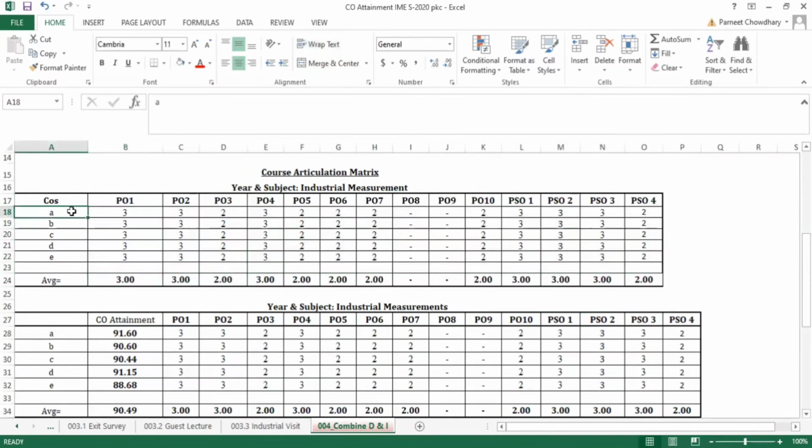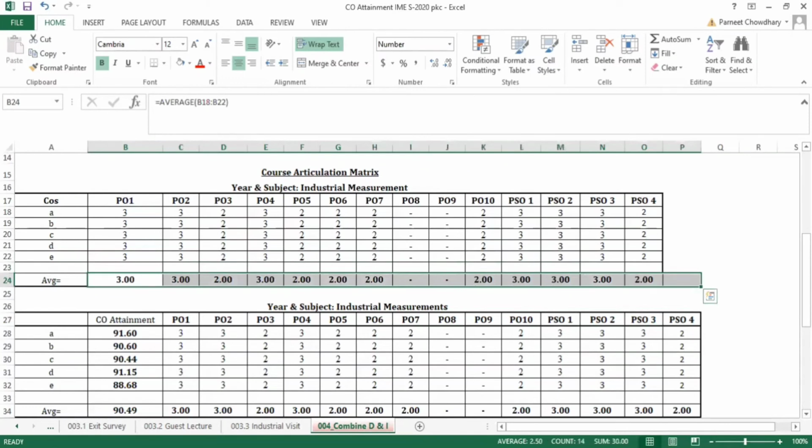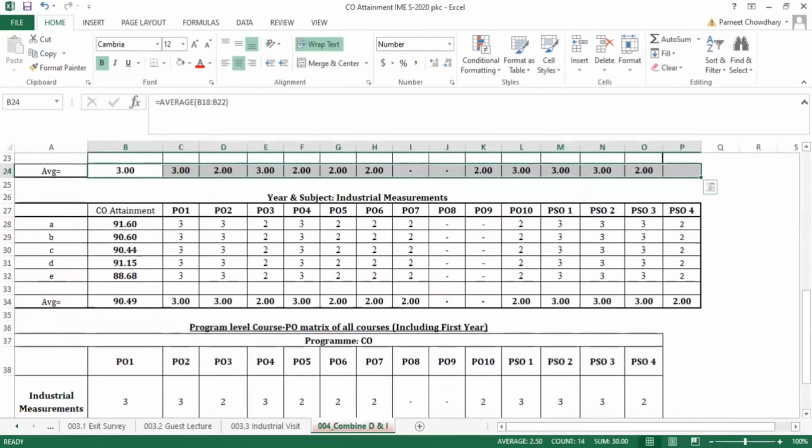That means my CO A and my PO1 are mapping with each other at level 3. Likewise, I have entered it for all the COs and POs over here as well as PSOs. So whatever values you have already put forth in your academic diary, same values you will enter over here. If you have 6 COs, you will enter A to F. So thus that one CO will get added. And here average will automatically be done.